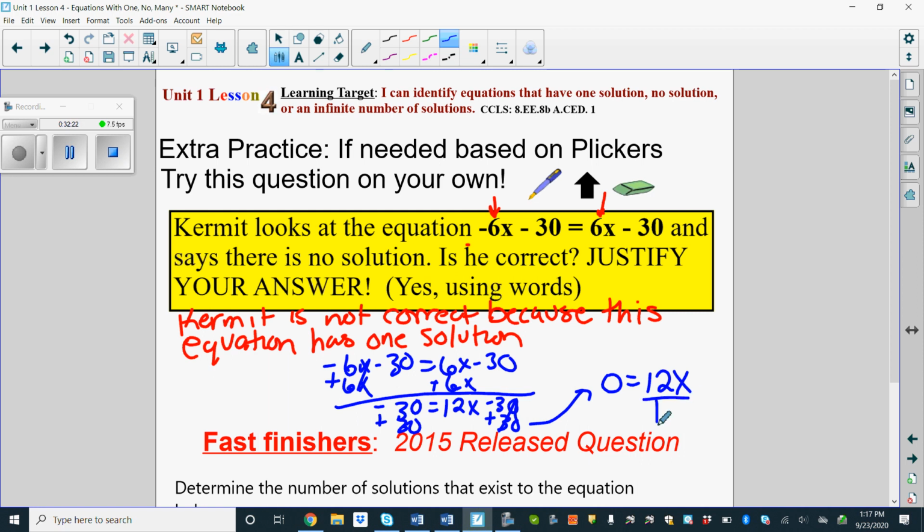So to get x alone, you divide by 12. Divide by 12. X equals 0. That's the answer. 0 divided by 12 is 0. So Kermit is not correct because this equation has one solution, which is 0. Okay?